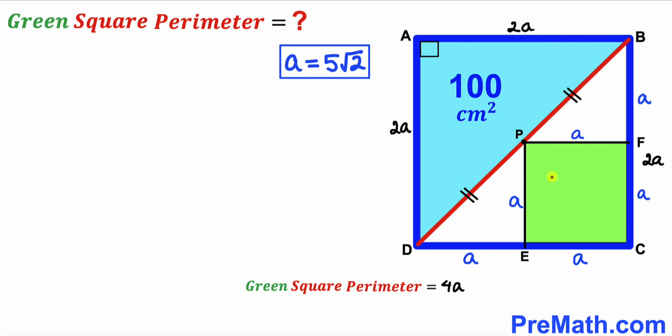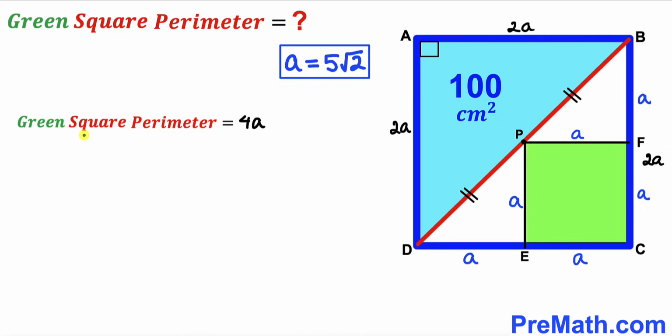And here's our final step. Now we are going to calculate the perimeter of this green shaded square. And now let's recall this equation. Green shaded square perimeter is 4 times a. And we already figured out our lowercase a value as 5 times square root of 2. So therefore, we are going to replace this lowercase a with 5 times square root of 2 over here. So let's go ahead and fill in the blanks. So 4 times 5 times square root of 2 is going to give us 20 times square root of 2 centimeter, the perimeter of this green shaded square.